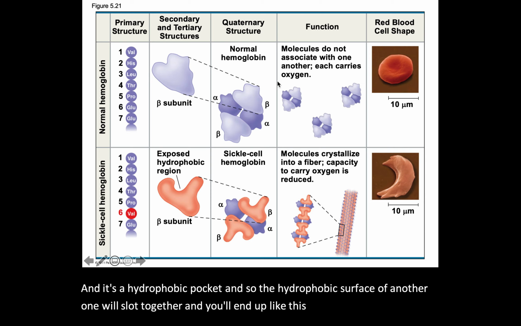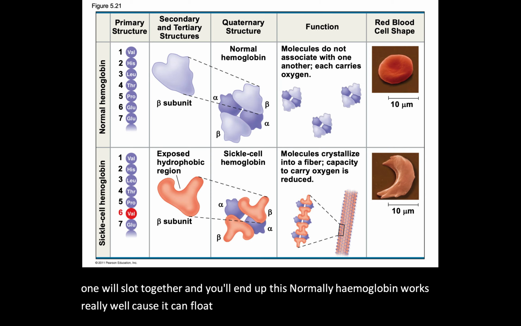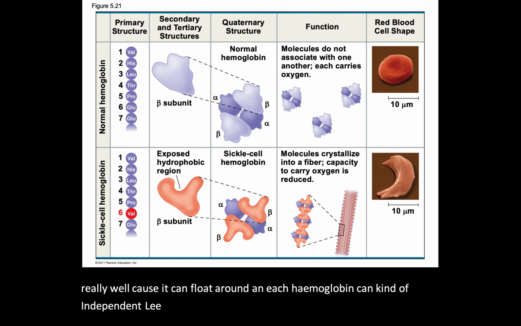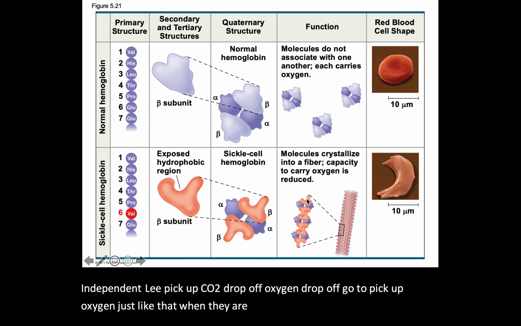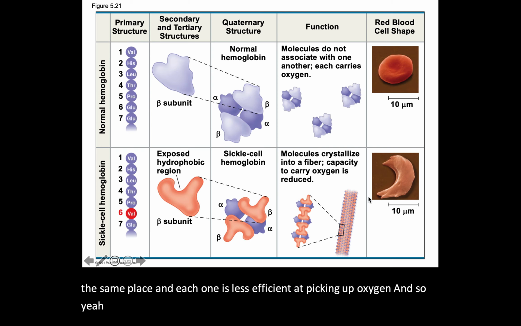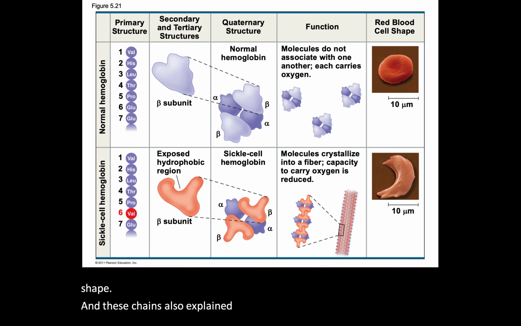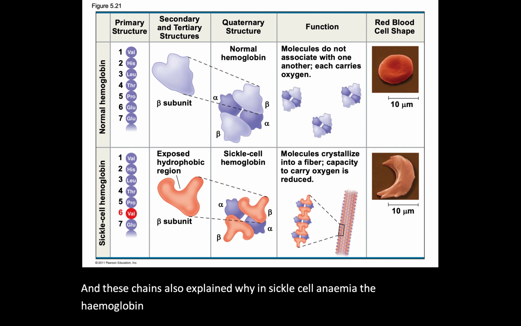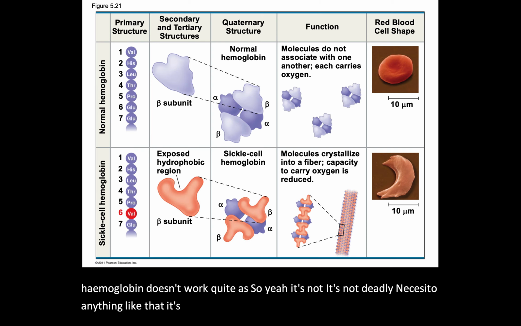Normally, hemoglobin works really well because it can float around, and each hemoglobin can kind of independently pick up CO2, drop off oxygen, drop off CO2, pick up oxygen, just like that. When they're all linked together, they're kind of all in the same place, and each one is less efficient at picking up oxygen. And so these sort of chains explain why you get the cells with this particular shape. And these chains also explain why in sickle cell anemia, the hemoglobin doesn't work quite as well. So it's not deadly, anything like that. It's just a thing that a lot of people have.